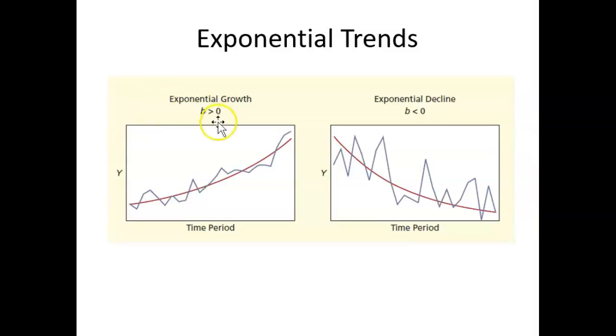So here, the percentage change in y in each time period is equal to b, and that's positive. So the y variable is increasing at an increasing rate. And then with exponential decline, when b is less than 0, the time series is decreasing at a decreasing rate.